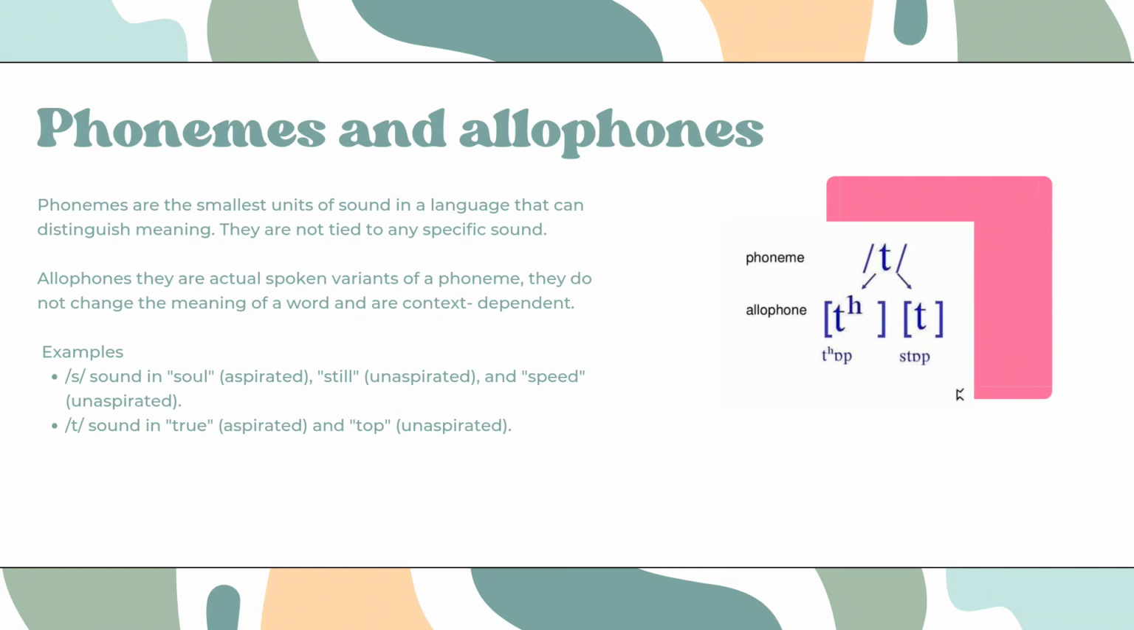Here we have, of course, an image and some examples of some words. The first one we have S, that is a sound found in sol and it is aspirated. And we have T, that is a sound in true, it is also aspirated.